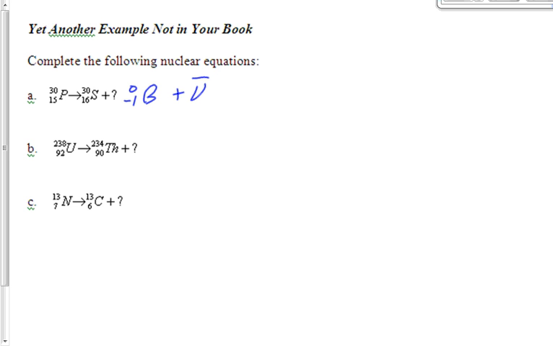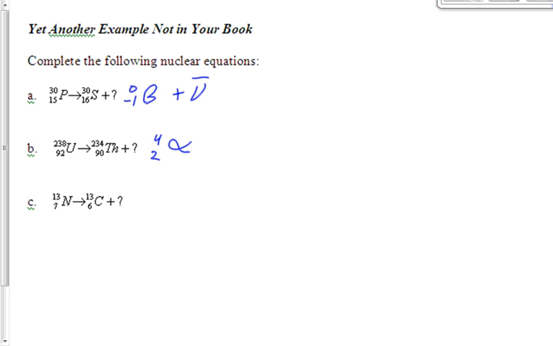Uranium-238. 238, 92 goes to 234, 90, and 90 plus 2 equals 92. 4 plus 234 equals 238. That's an alpha particle, right? Or a helium nucleus. Anything else there? Neutrino, antineutrino? Not for alpha decay. Done deal for alpha decay.